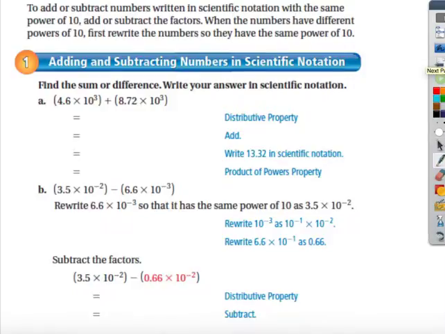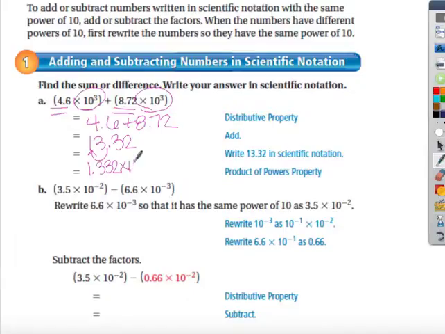Our first example, we are adding two numbers written in scientific notation with the same power of 10. So we are simply going to add the factors. So 4.6 plus 8.72, and that equals 13.32, okay? And if you notice, 13.32 is not written in scientific notation. The whole number is not between 1 and 10, so we have to fix that. We're going to have to move our decimal one place to the left.